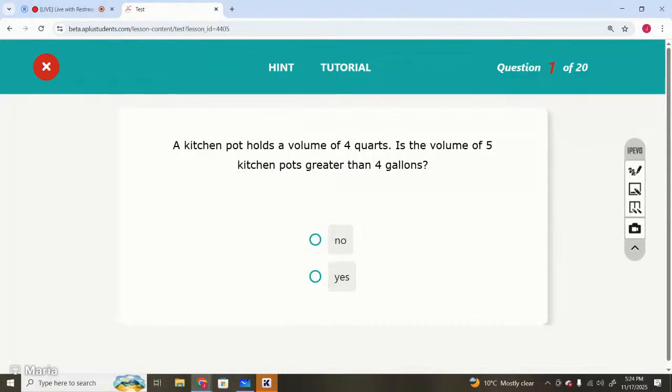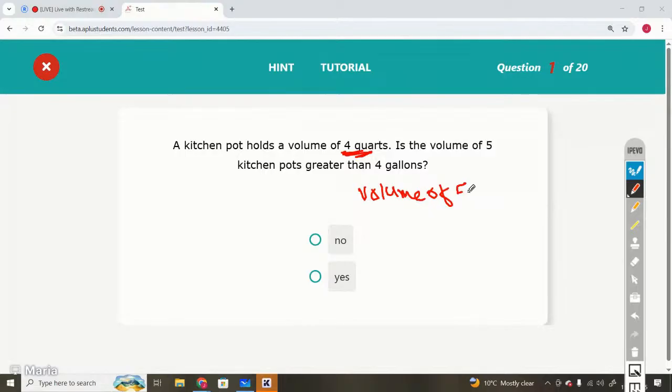A kitchen pot holds a volume of 4 quarts. Is the volume of 5 kitchen pots greater than 4 gallons? So the one kitchen pot has a volume of 4 quarts. So the volume of 5 kitchen pots, right? That is 5 times 4, that equals 20 quarts, right?